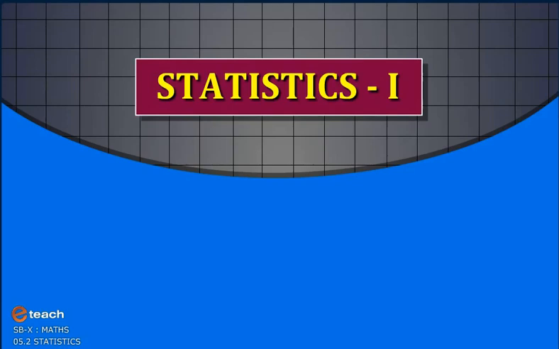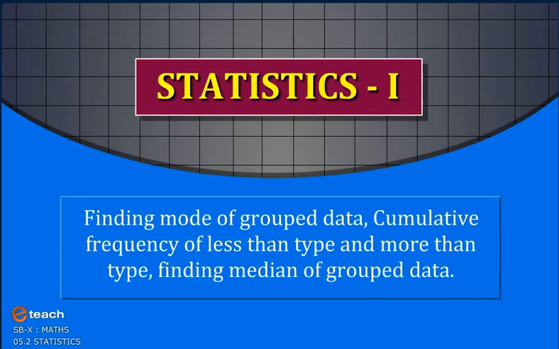Statistics 1. Finding mode of grouped data, cumulative frequency of less than type and more than type, finding median of grouped data.